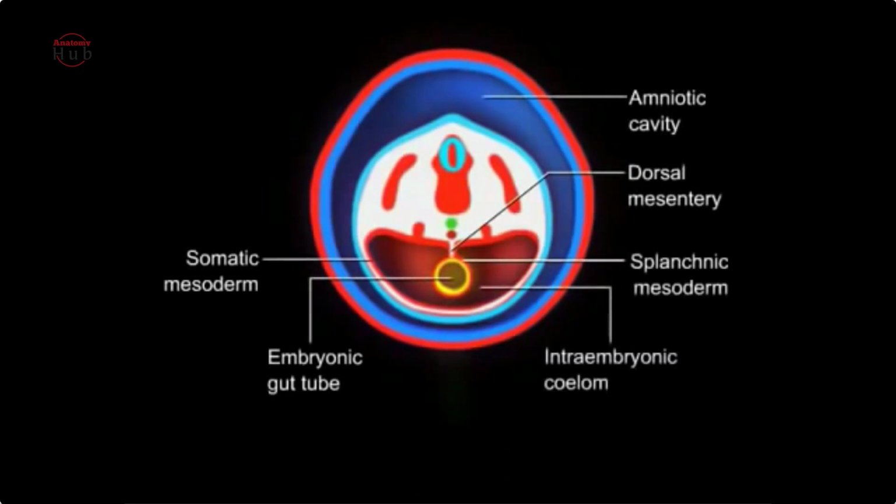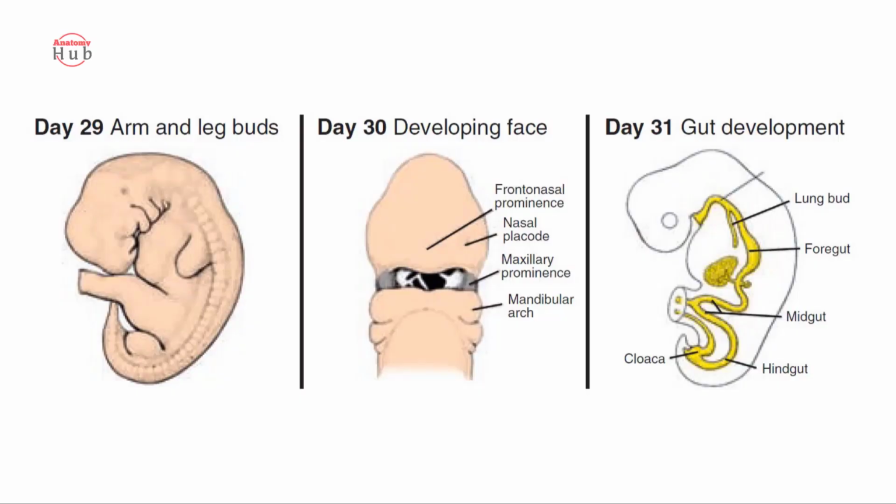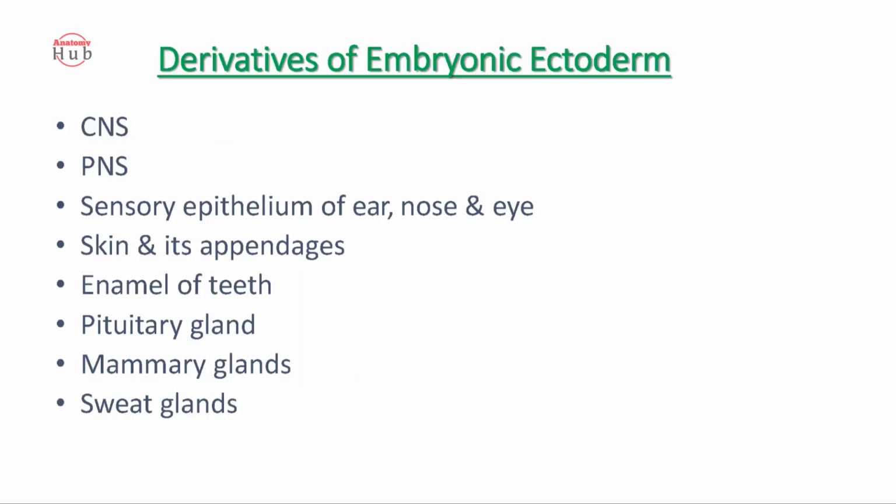So after this folding, we will see what the derivatives of these three germ layers are. During gastrulation, the three germ layers are formed. The cells of the germ layers divide, migrate, and differentiate in a precise manner to form various organs and systems. The derivatives of these germ layers I have given in picture mode. You can go through it.